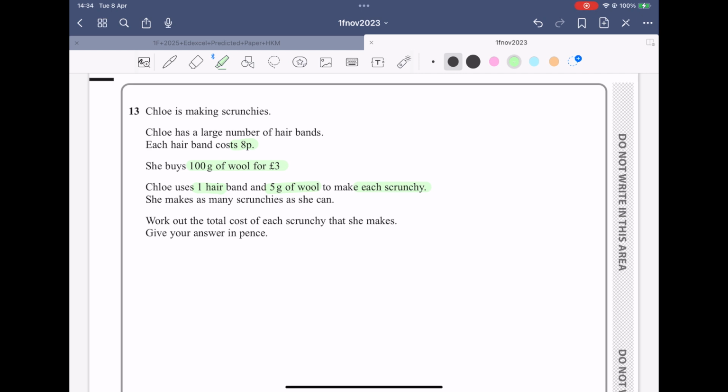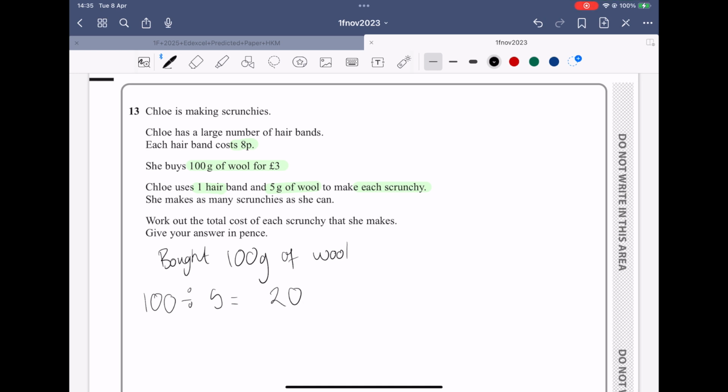Okay. So she's got 100 grams of wool to start with. That's cost her £3. She uses 1 hairband and 5 grams of wool to make each scrunchie. Now, we don't know how many hairbands she has, but it just says she has a lot. So we don't really need to worry about the hairbands that much. It's more the wool that we want to worry about. So she's bought 100 grams of wool, and every scrunchie uses 5 of them up. So if we do 100 divided by 5, we will get that she can make 20 scrunchies with the amount of wool that she's bought.